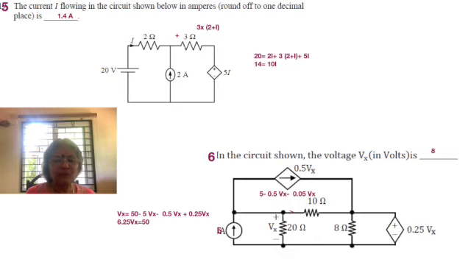Okay. Moving on to the 6th problem, which looks a little complex, but it's actually very simple because if you look at the terminal or the node above 5 amps, it is connected to too many things, but at the same time it's not connected to too many elements. It's connected via a short to the 20 ohm resistor across it.